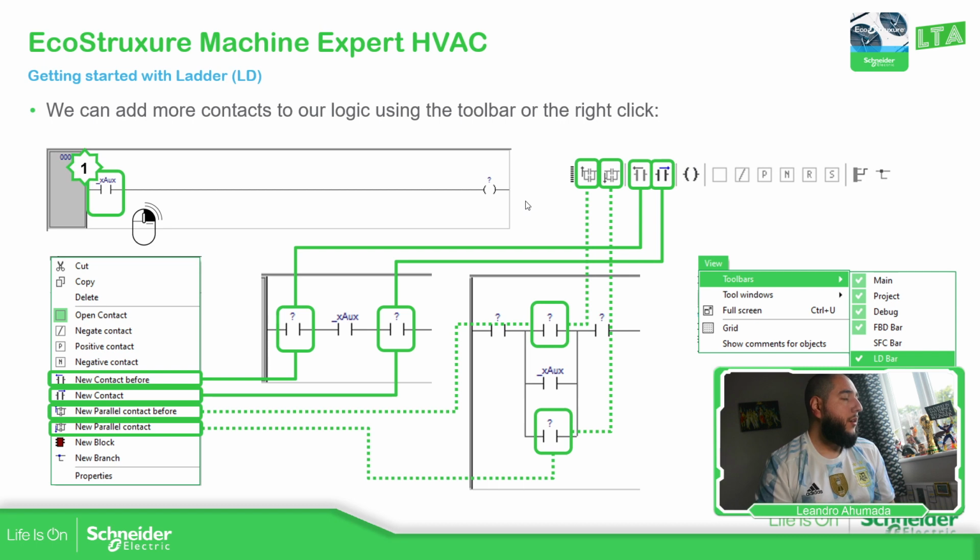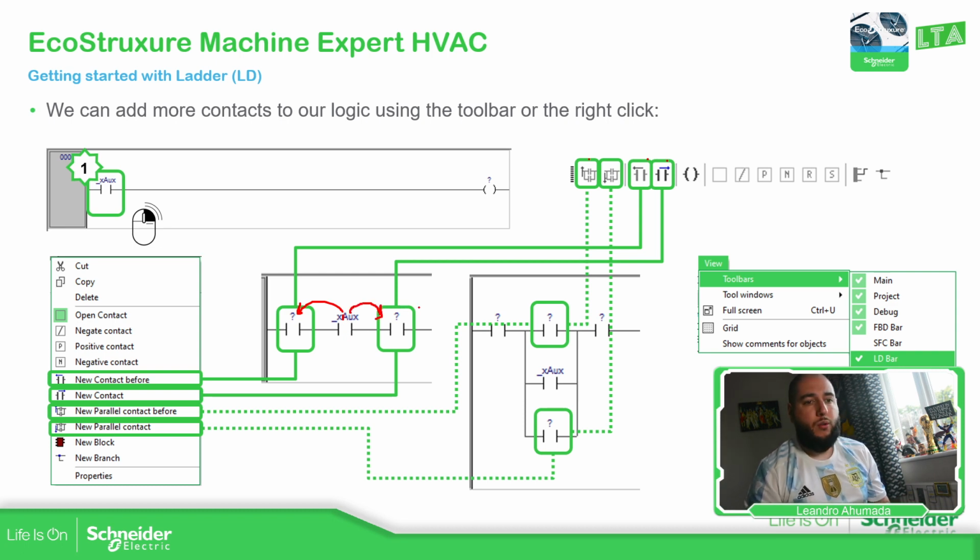Now, it's also possible to add more contacts, because if we want to create a logic, we need more contacts. And then we have different ways to create the logic based on what we want. So as you can see over here, let's start with this one. Now let's do these two. We have the possibility to add before and after the contact. As you can see here, new contact before, and it just added before. Then new contact is going to be after the one that you have.